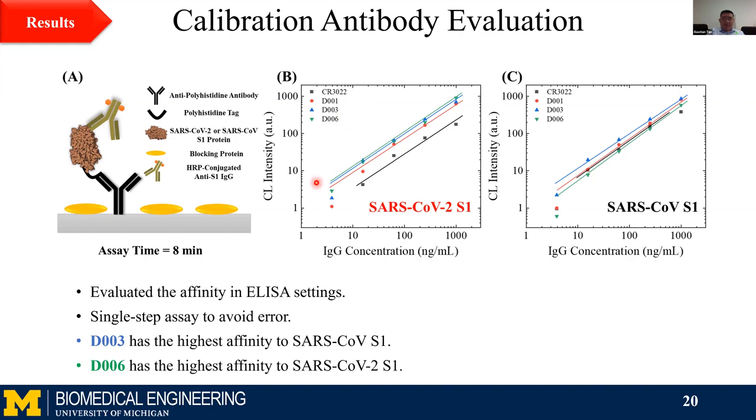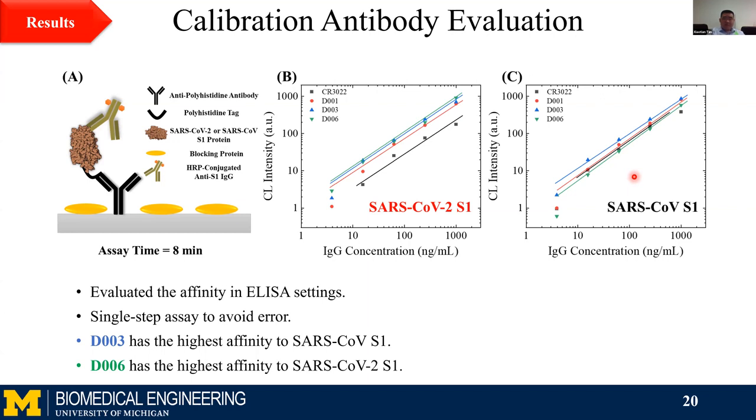And as you can see here, for SARS-CoV-2, these 4 look pretty different. CR3022 looks like it has the lowest affinity, and D006 has the highest affinity towards SARS-CoV-2. For SARS, it's a different story. All these 4 antibodies look pretty similar, because all of them were actually raised against SARS coronavirus. And in this case, D006 was the one that has the highest affinity.